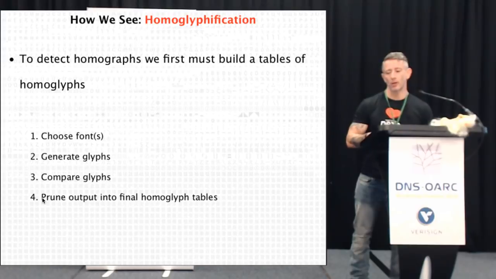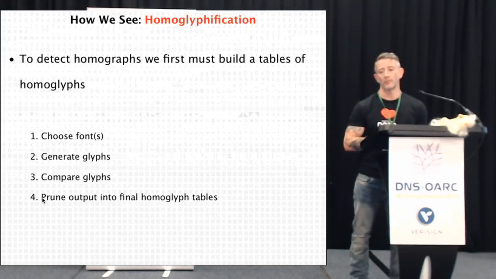To detect homographs, you first need to build a table of homoglyphs. And we have a four-step process for doing that: picking your fonts, generating glyphs, comparing the glyphs, and then a bit of art here in pruning the final output sets into homoglyph tables, which are then consumed by the automation.